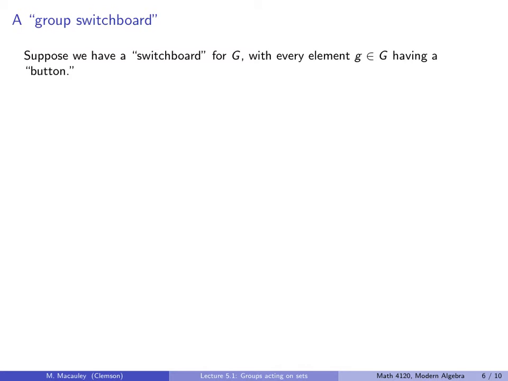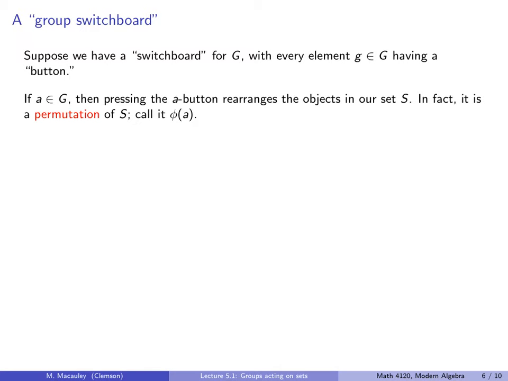Now, I'm going to give you another way to think about what we're doing. And this is not in any book that I've ever seen. This is my own way of thinking of it. It's an analogy that I made up, and I hope it helps. So I want you to think of there being a group switchboard. So here's what I mean by that. Suppose we have a switchboard for G where every element has a button. So in the case of D4, there are 8 buttons in front of you, 1 for each element.